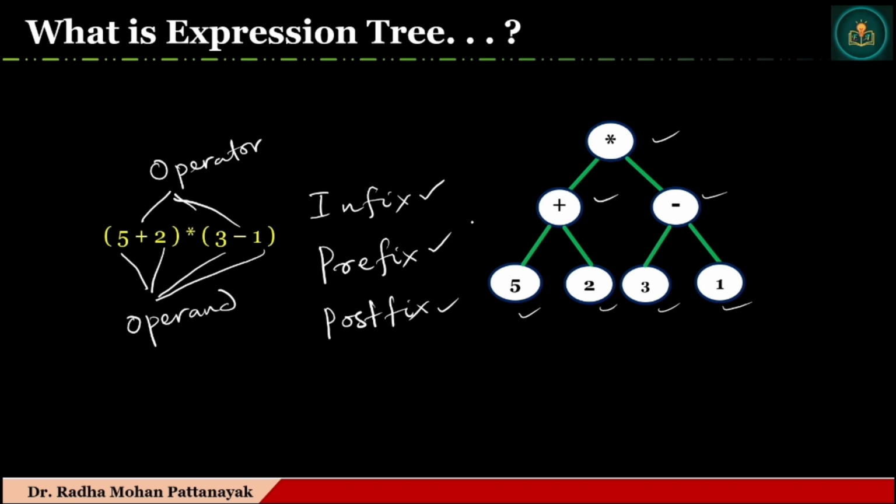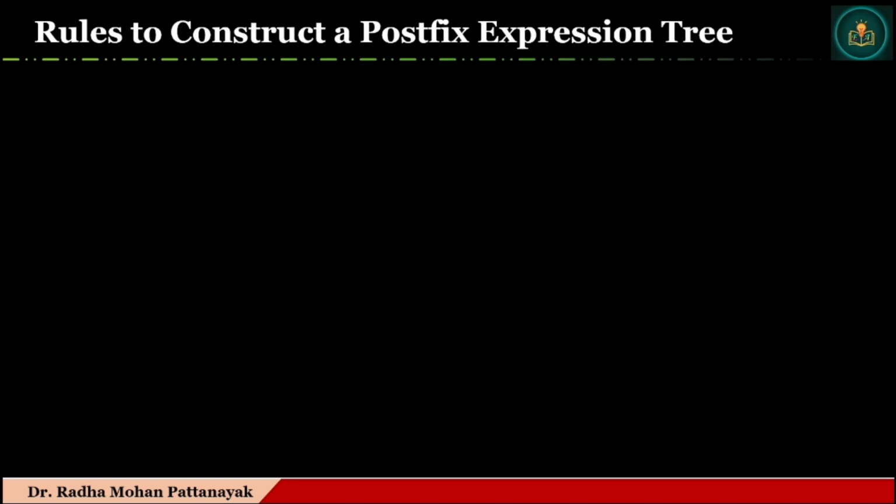So if we use a binary tree to represent the infix form of the mathematical expression, then such type of expression tree is called an infix expression tree. Similarly, if we use a binary tree to represent the prefix form of the mathematical expression, then that is called a prefix expression tree. And the last, postfix: if we use a binary tree to represent the postfix form of a mathematical expression, then that is called a postfix expression tree. So today we will discuss more about the postfix expression tree.